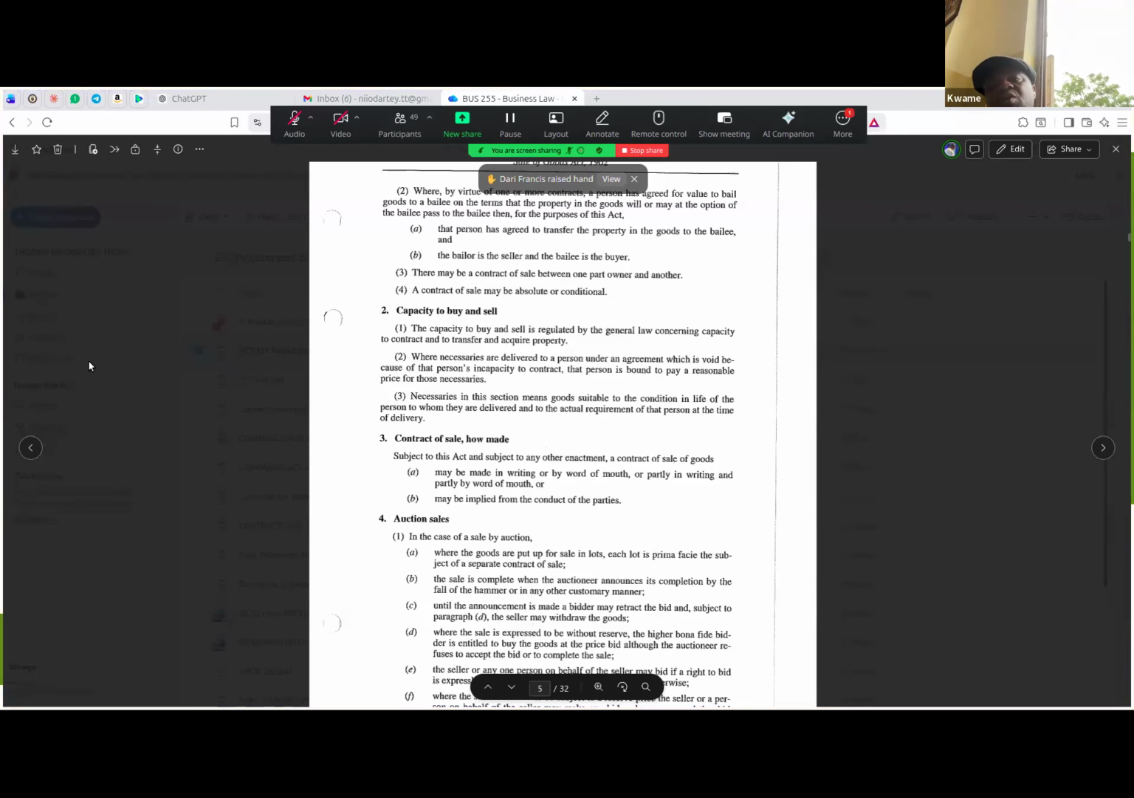Once you buy a product, you buy the property in the product, or in the goods. We call it goods. So you buy the property in the goods. So look at it very well. Section 1, subsection 1 says a contract of sale of goods.